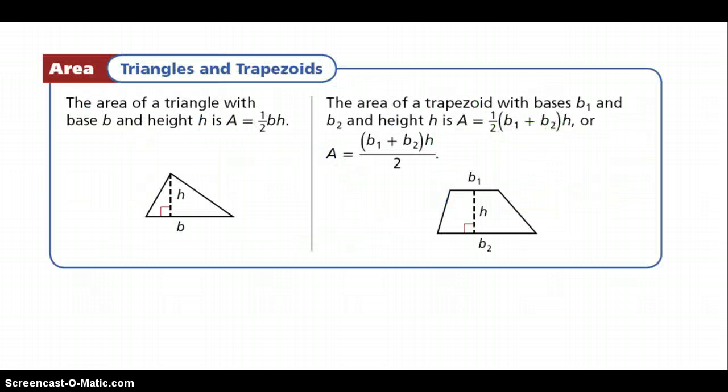So now let's move on to talking about areas of triangles and trapezoids. You'll notice these are very similar area formulas. We're taking half of the base times the height for our area of a triangle, and half of the bases times the height for a trapezoid. That's because a trapezoid has two bases. The two parallel sides are called the bases, and their distance apart is called the height. So these are those two formulas. So let's go ahead and put those into practice.